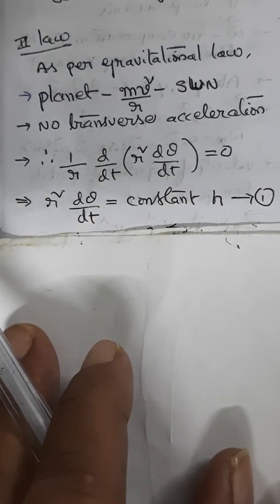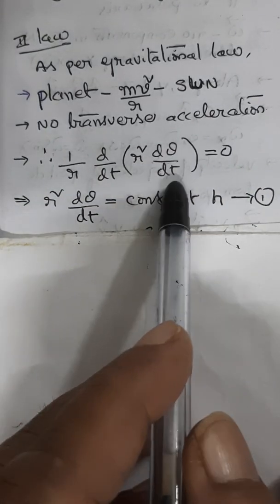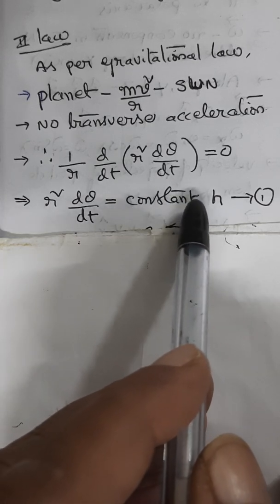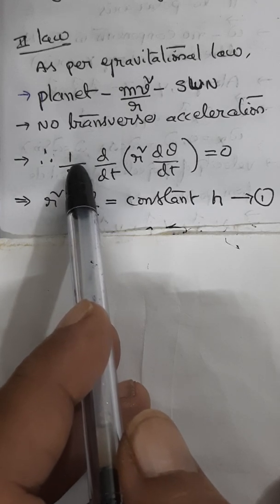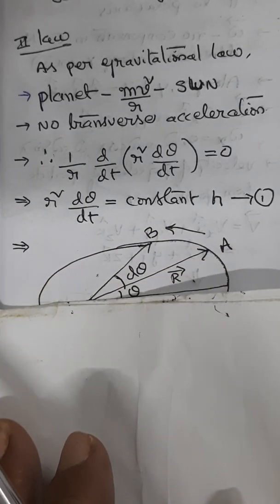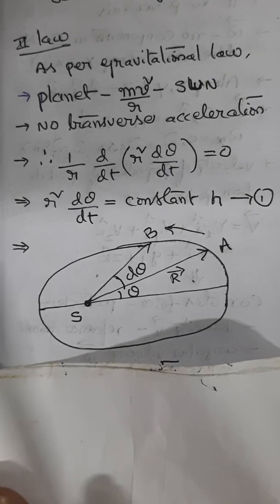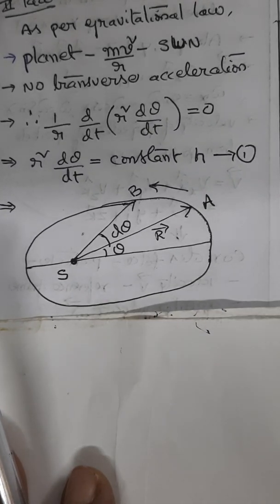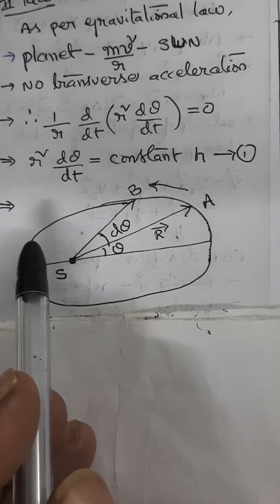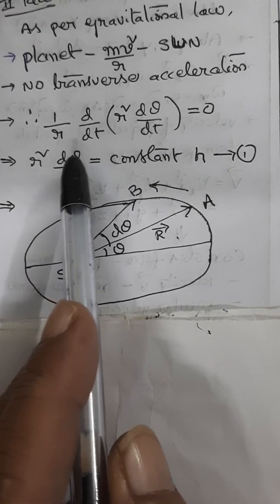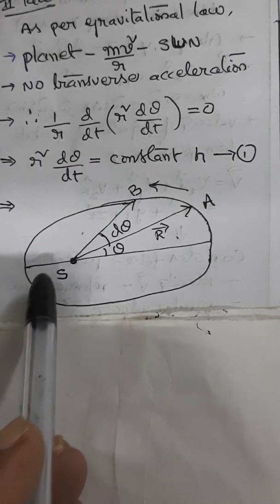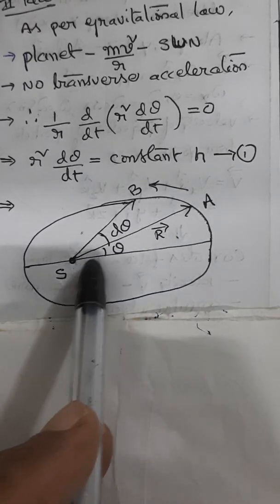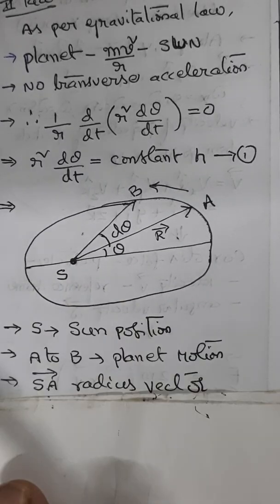So when you are representing r² dθ/dt as the constant h, we can come to that conclusion. Now if you see this, the quantity 1/2 r² dθ is the area described by the radius vector SA, as shown in the figure.